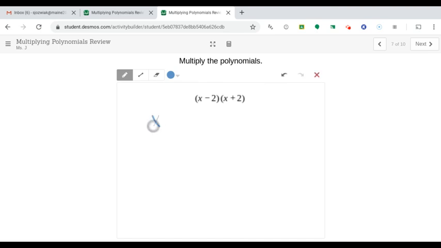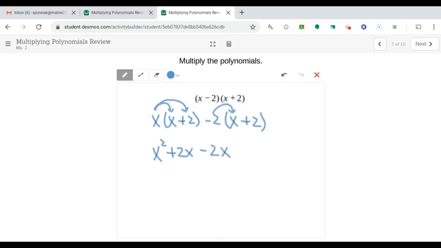And now I'm going to quit it with the colors. I'm going to space out my first one. I'm going to write my second one twice and distribute. So we get x squared plus 2x minus 2x minus 4. And now when we combine like terms, 2x minus 2x actually gives us 0. So we get x squared minus 4 as our answer.